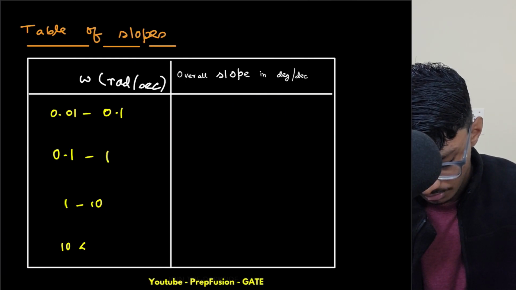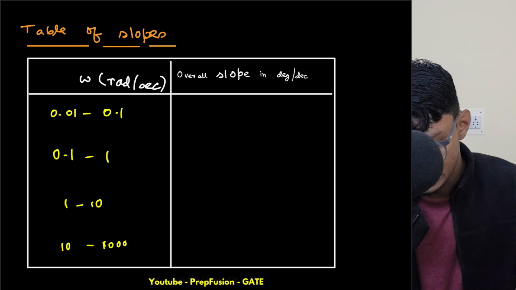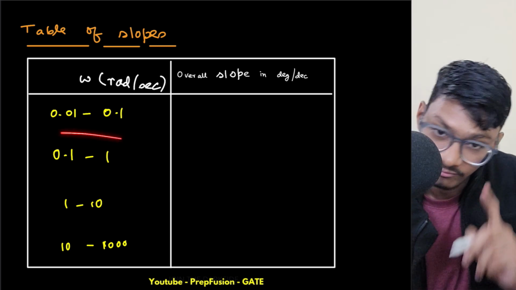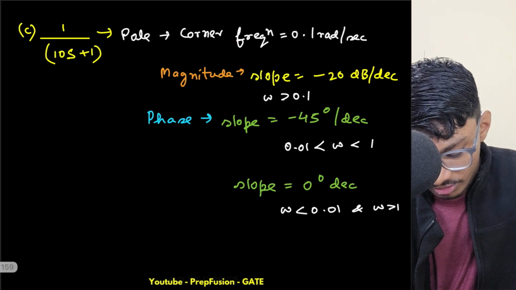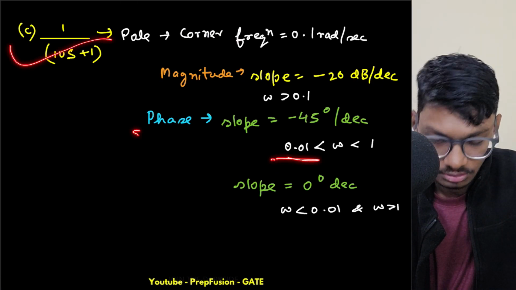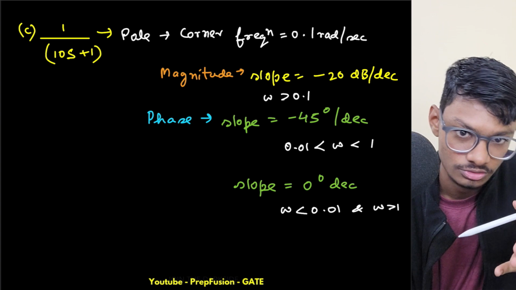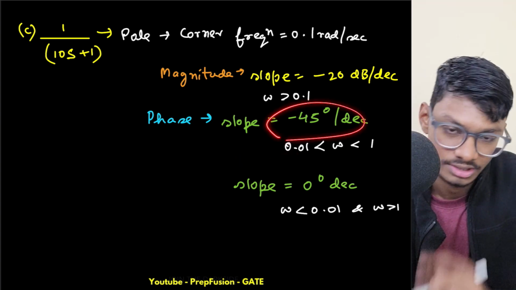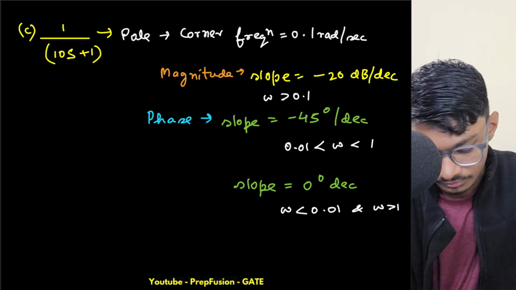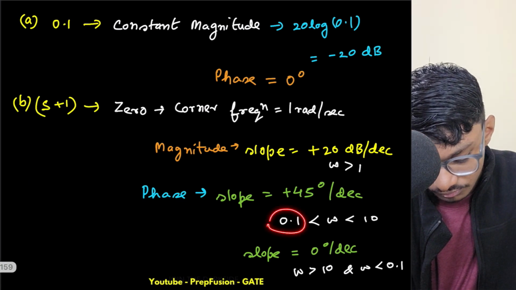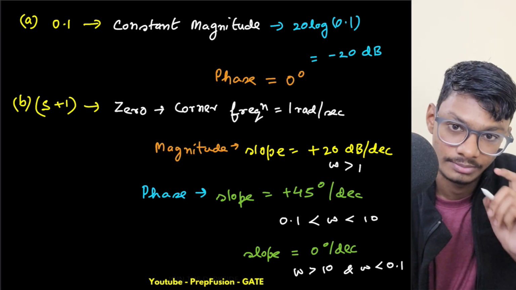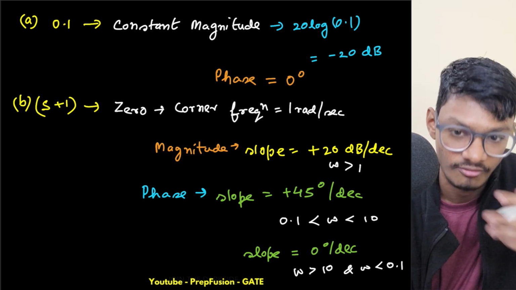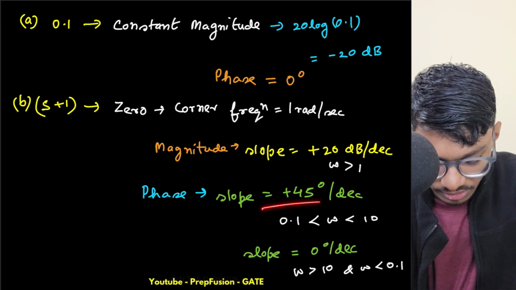10 to 1000. Now what is happening here is that I have overlap here. What do you mean by overlap? 0.001 means I have a pole which is contributing, just greater than 0.001, a slope of minus 45 degree per decade. That is fine. Now what is happening at 0.1? This is contributing a slope of plus 45 degree per decade just after 0.1. Before 0.1, it is contributing 0.